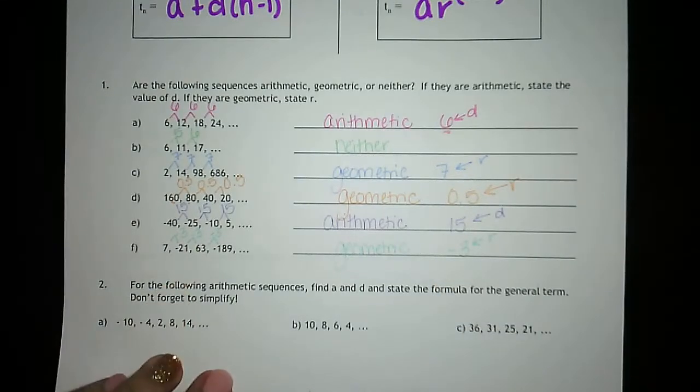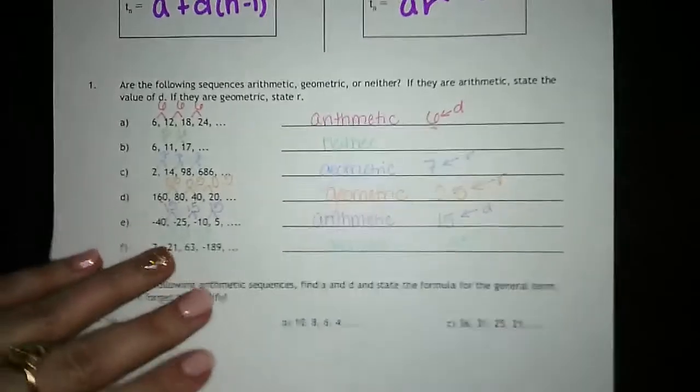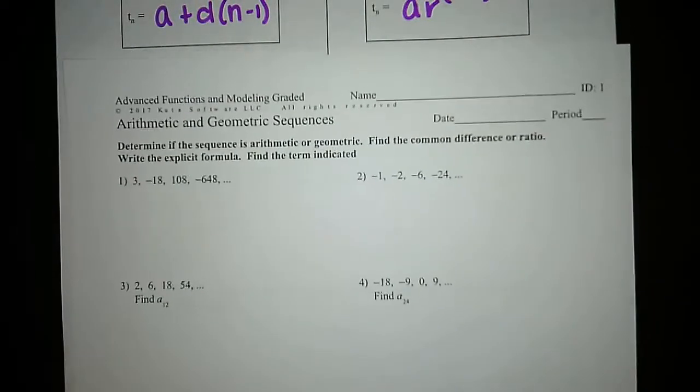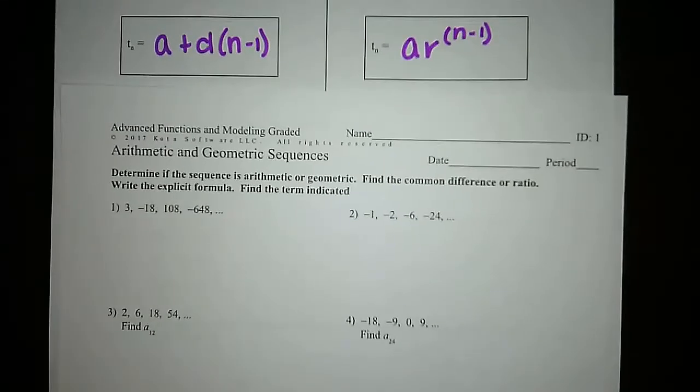All right. Now, we're going to look here. So I'm going to keep the formulas kind of at the top so we can reference them, and we're going to do a couple more problems to see what this looks like. So it says, determine if the sequence is arithmetic or geometric, find the common difference or ratio, and then it says, write the explicit formula. So we're just going to deep dive a little bit more.